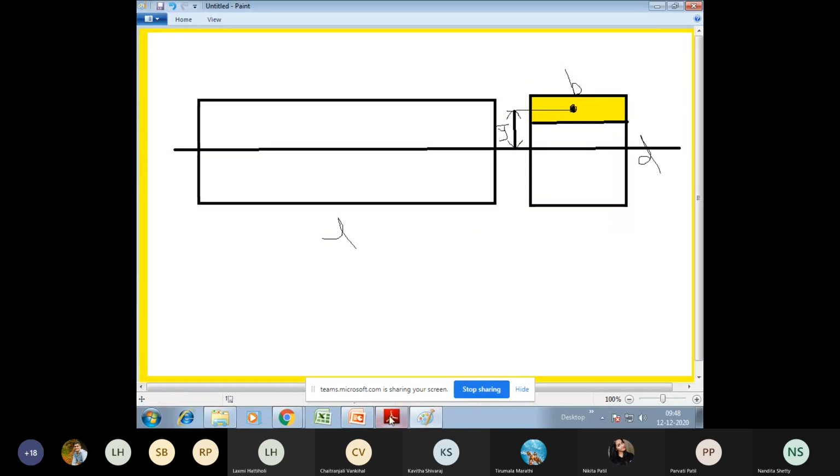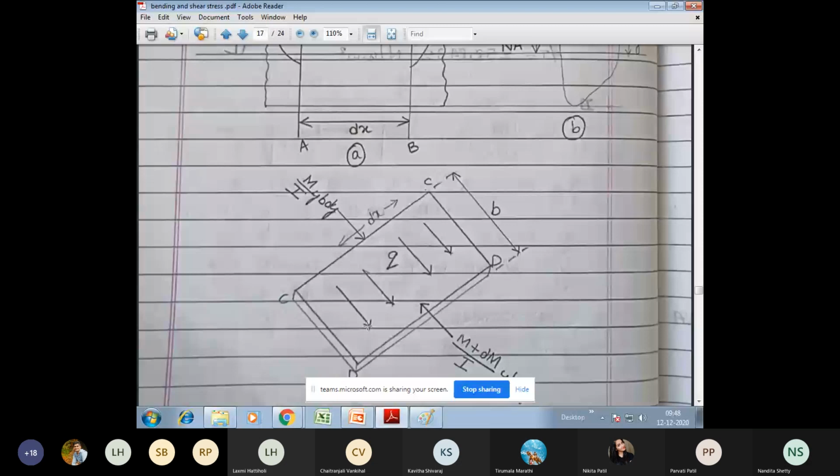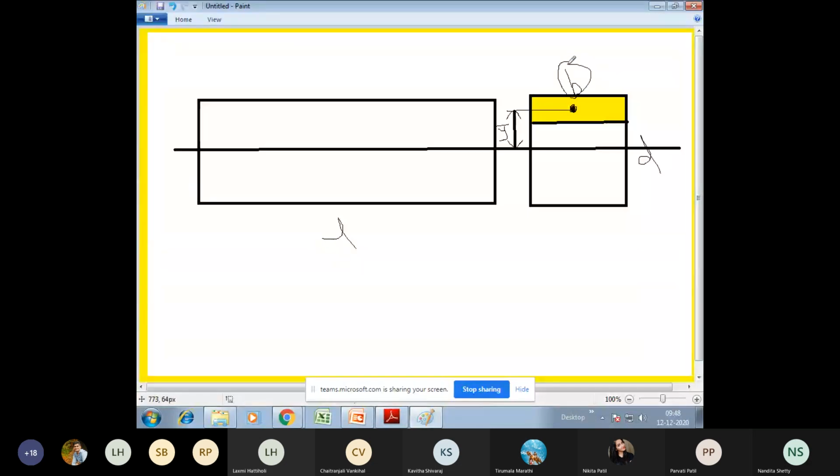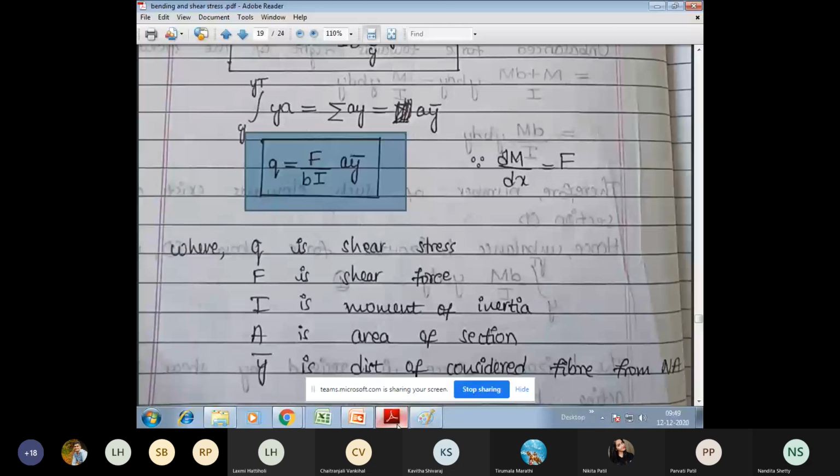And even area is there in your formula. Please observe this formula. Let me show this formula once again. Yes, Q is equal to F by B into I, A into Y bar. What is this A now? A is the cross-sectional area. Y bar I have explained now. B is nothing but the breadth of your section. In this case, this is the breadth of your section, B. Is this formula clear to you? Yes, ma'am. Right.